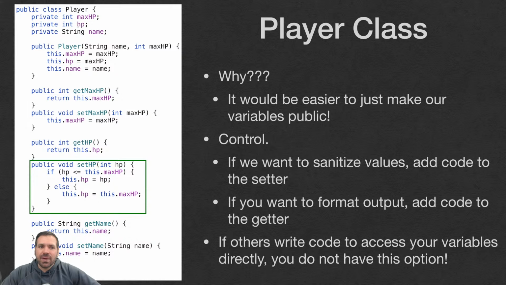So if they have direct access to our HP variable and they set it to 16 trillion, there's nothing we can do. We're screwed. We just lost control over our state of our objects. They can just do that because they have direct access to the variable and we have no options. We cannot stop them.